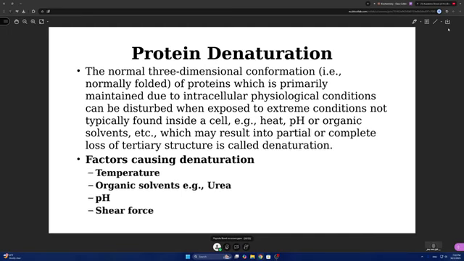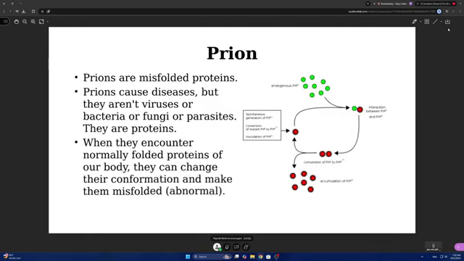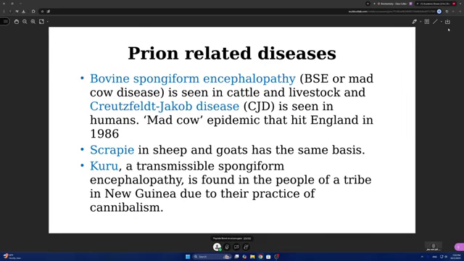Now the protein denaturation: these are the factors that can denature the protein, and in denaturation, it is the loss of tertiary structure only. After the loss of tertiary structure, the protein becomes non-functional. Prions are basically misfolded proteins. When they come in contact with normal proteins, they can also misfold the normal proteins in our body, and that can lead to abnormal turnover or recycling of the proteins in the cell. These are the diseases. Some of these diseases can occur in humans, like Creutzfeldt-Jakob disease and Kuru.